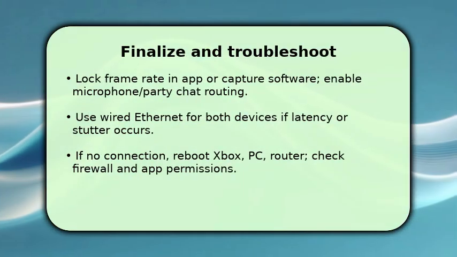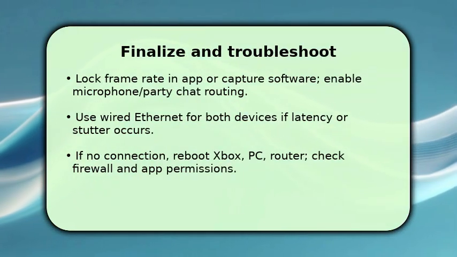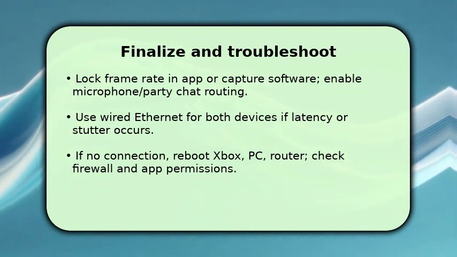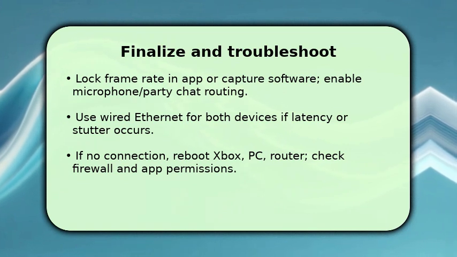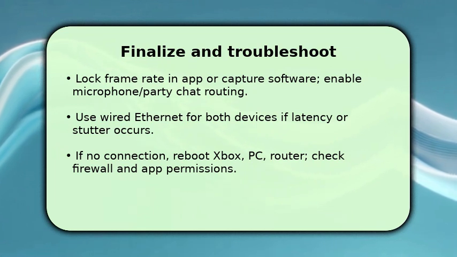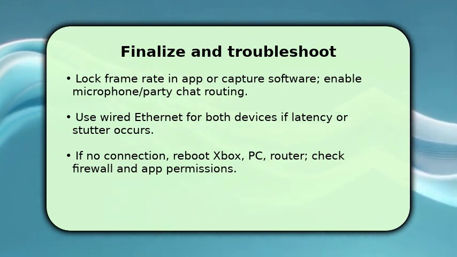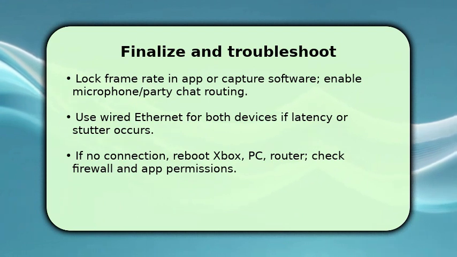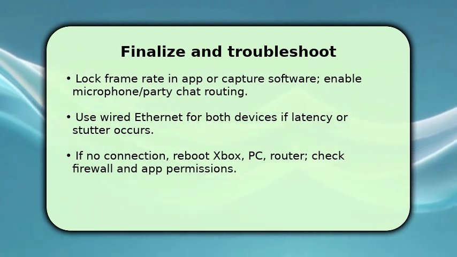Finish by securing settings. Lock frame rate and confirm audio routing so party chat and microphone go to the right device. If you see lag or stutter, switch both Xbox and PC to wired Ethernet to lower latency and packet loss. Should the Xbox app fail to connect, restart the console, PC, and router, then verify Windows Firewall allows the Xbox app and that the console isn't in sleep mode.